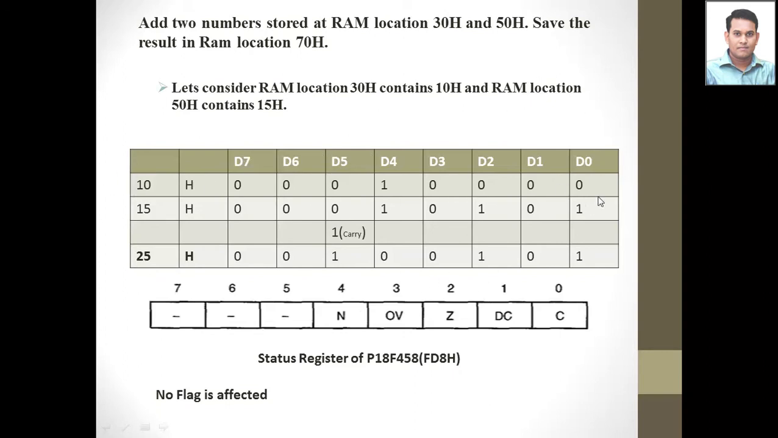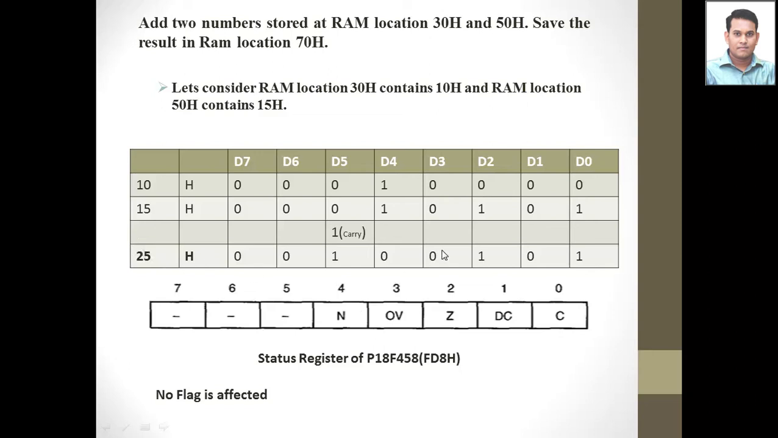So the binary of 10h is 0001 0000, and the binary of 15h is 0001 0101. Okay, so go for binary addition. 0 plus 1 is 1, 0 plus 0 is 0, 0 plus 1 is 1, 0 plus 0 is 0, 1 plus 1 is 0 with carry 1. Then 0 plus 0 plus carry 1 is 1, and the rest are 0. This is our result, and this is the binary of 25h. If you convert this binary number into hexadecimal, you will get 25 as the answer.